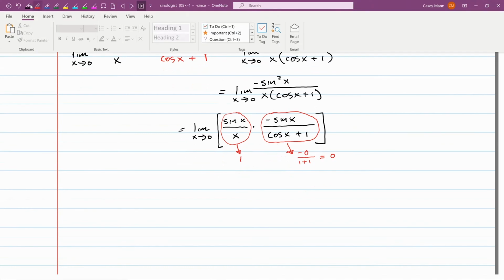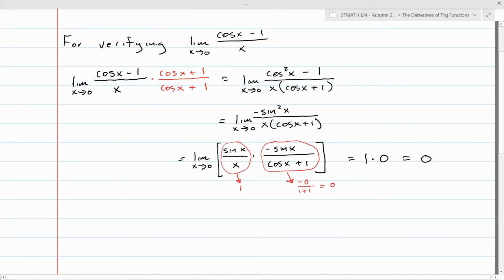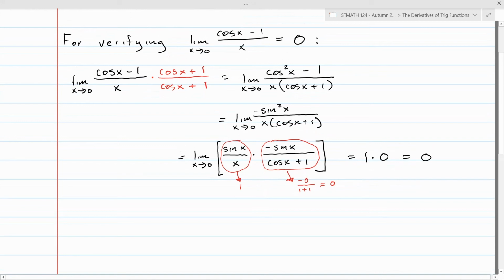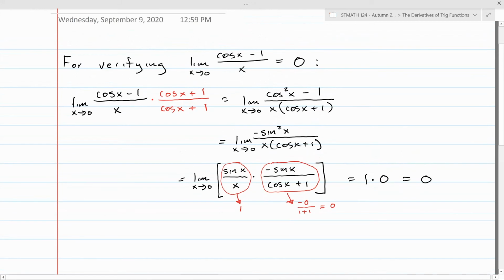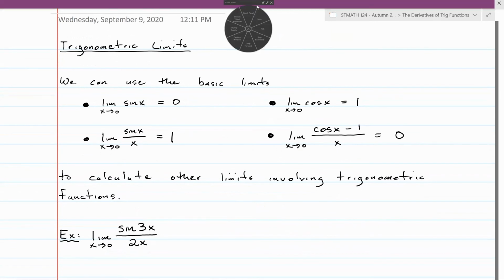Evaluating that limit comes out to 1 times 0, which is 0. And that's what we wanted to show. I guess I should have said I wanted to verify that that limit equals 0 at the beginning there. But yeah, so there you have it. So now we have both of our fundamental trigonometric limits. We can use what we just found out along with some other bits of information we already knew.